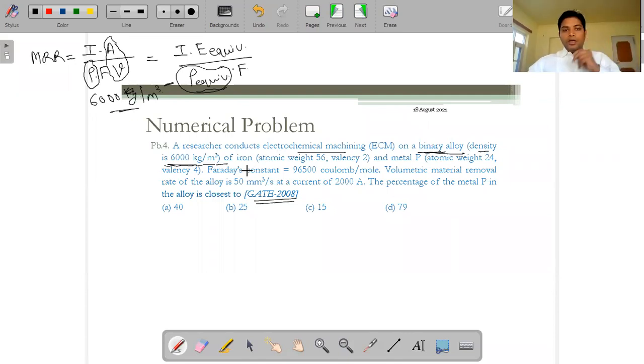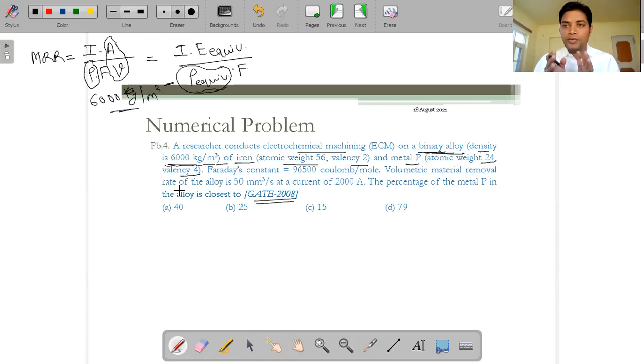Okay, let's read again. Researchers conduct electrochemical machining of a binary alloy of iron. The first material is iron, with atomic weight 56 and valency 2. And the metal P, which means there are two metals: first is iron, and second is a random material, P, any name they are giving. For that the atomic weight is 24 and the valency is 4.